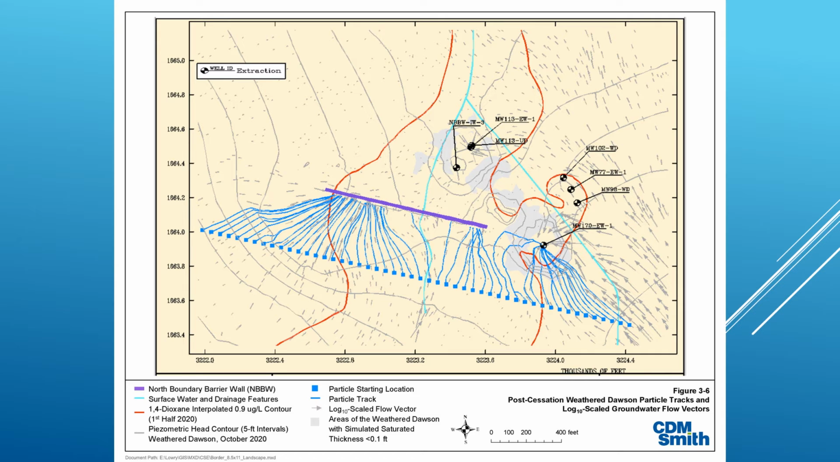For purposes of understanding these additional evaluations, we wanted to again show the particle tracks for the post-cessation conditions. So this is the same slide we showed a little earlier. Of particular note, to see some difference here between cessation, post-cessation and during the period of injection are some of the particle tracks between the barrier wall and well MW170 EW1.